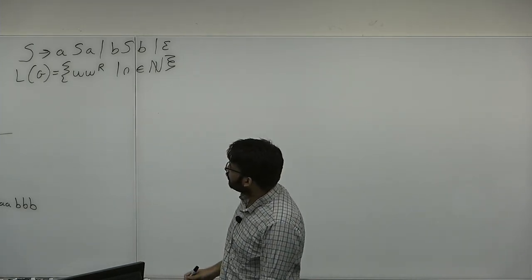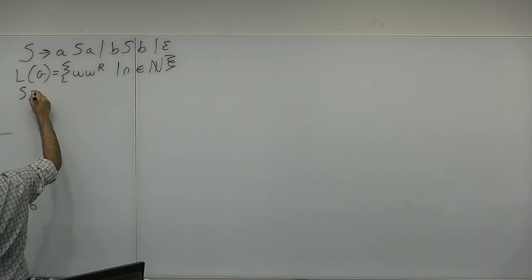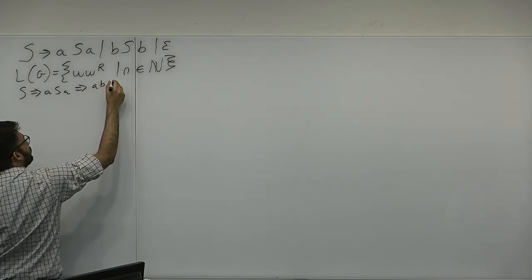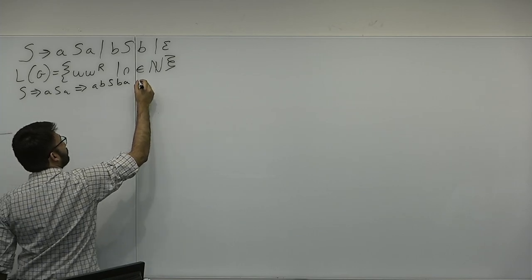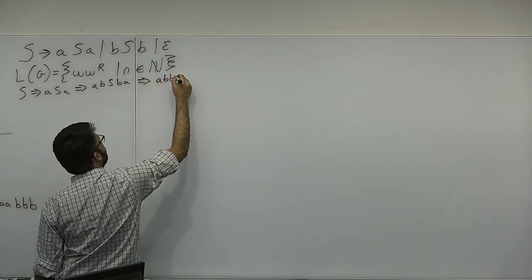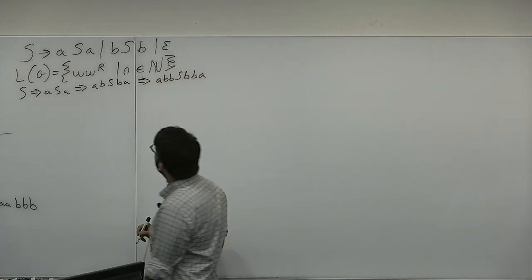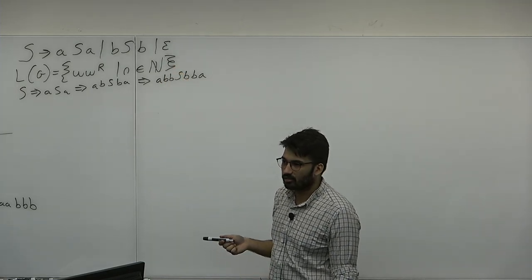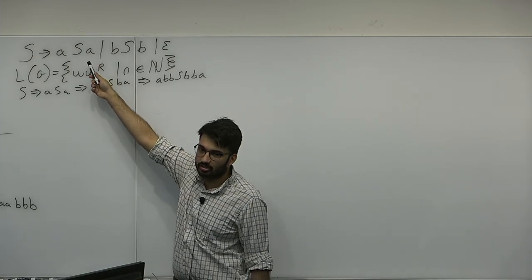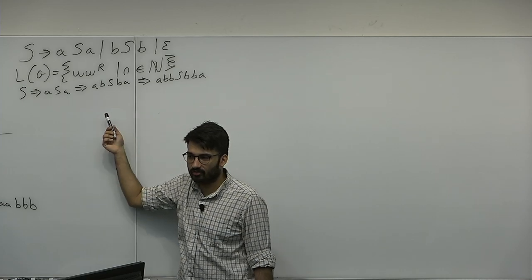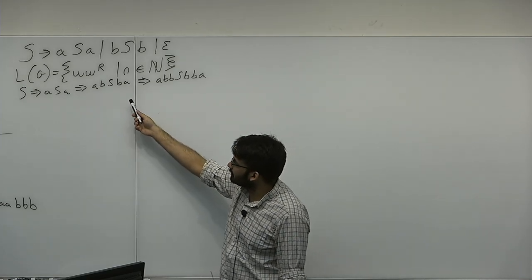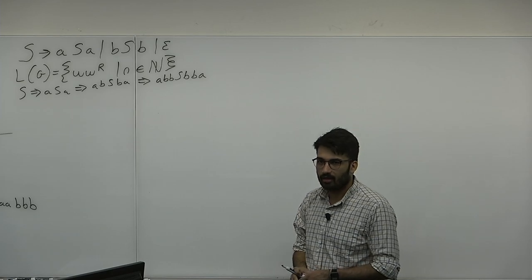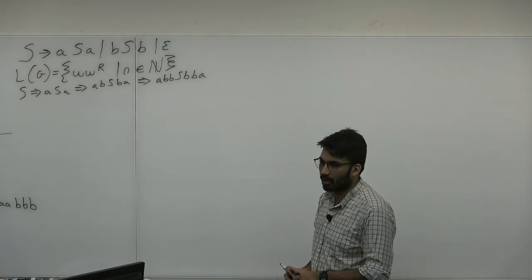Why? Well, let's just do a couple. S goes to A S A. And let's say we chose something else, I don't know, A B S B A. And then maybe we chose it again: A B B S B B A. Eventually we're going to delete the S when we apply the other rule. So here, non-deterministically, the selection of production one or production two determines the palindrome itself, A B B A B A, and so on. We can do this repeatedly, and we produce exactly the strings which are palindromes.